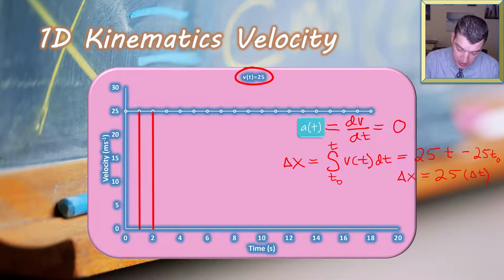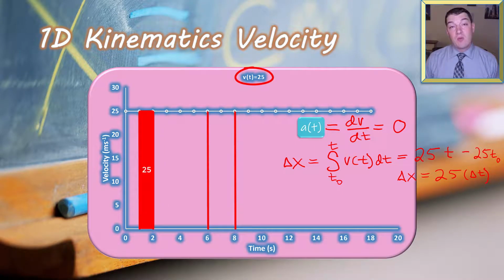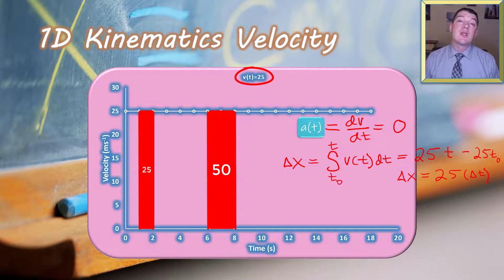Draw a vertical line, and then take a consecutive second or 2 seconds and create a vertical line to represent that boundary and find the area of that rectangle shown. That area of a rectangle is 25 if it was 1 second, and 50 if it was 2 seconds, and 75 if it was 3 seconds, and so on. So we can see very clearly in this example how the area under the curve, or the integral of your velocity time graph, corresponds to your change in position.